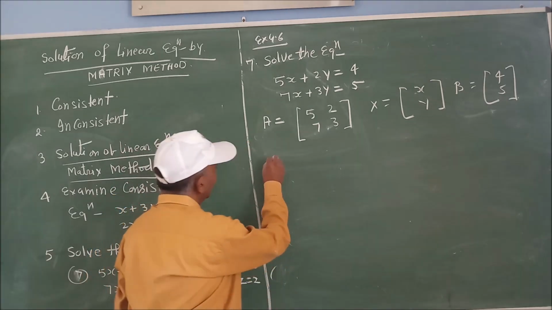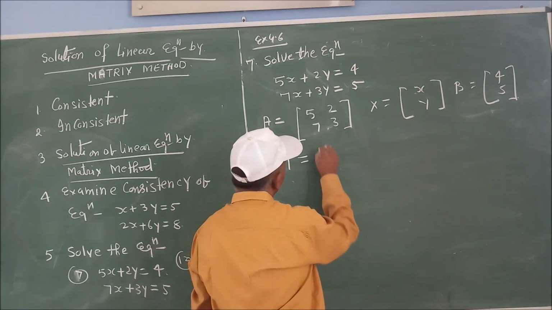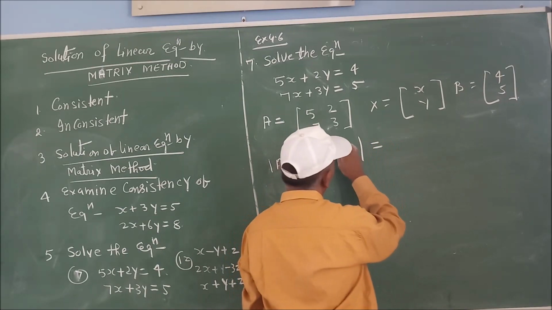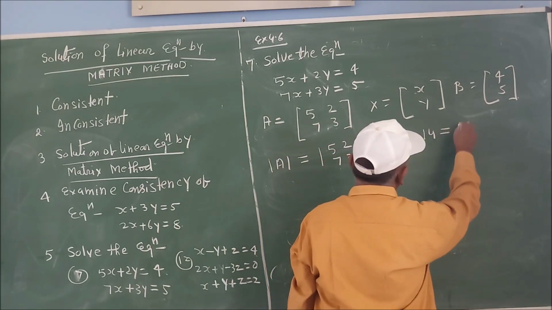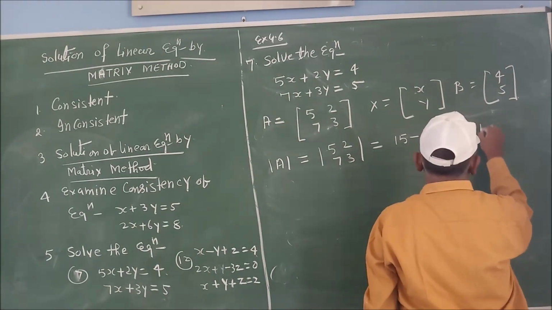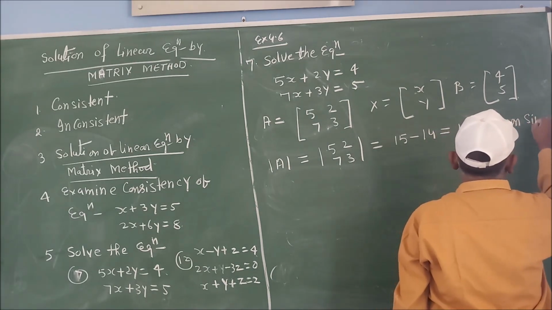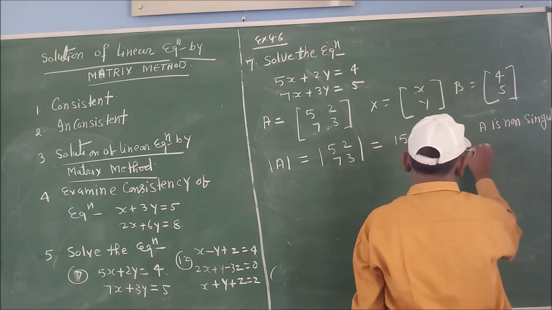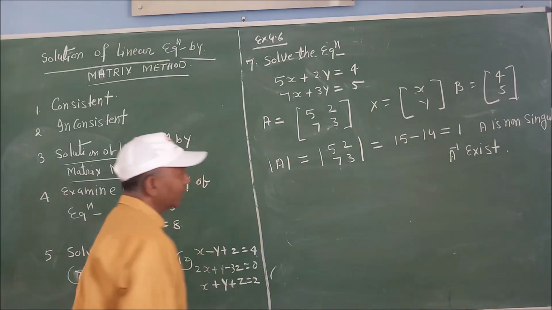Then we have to check the value of determinant of A. Determinant of A will be equal to determinant of 5 2, 7 3. So this will be equal to 5 into 3, 15, minus 7 into 2, 14. So this will equal 1. So determinant of A is equal to 1. This implies A is non-singular, and if A is non-singular, that means A inverse exists. A inverse exists means we can calculate the value of A inverse.